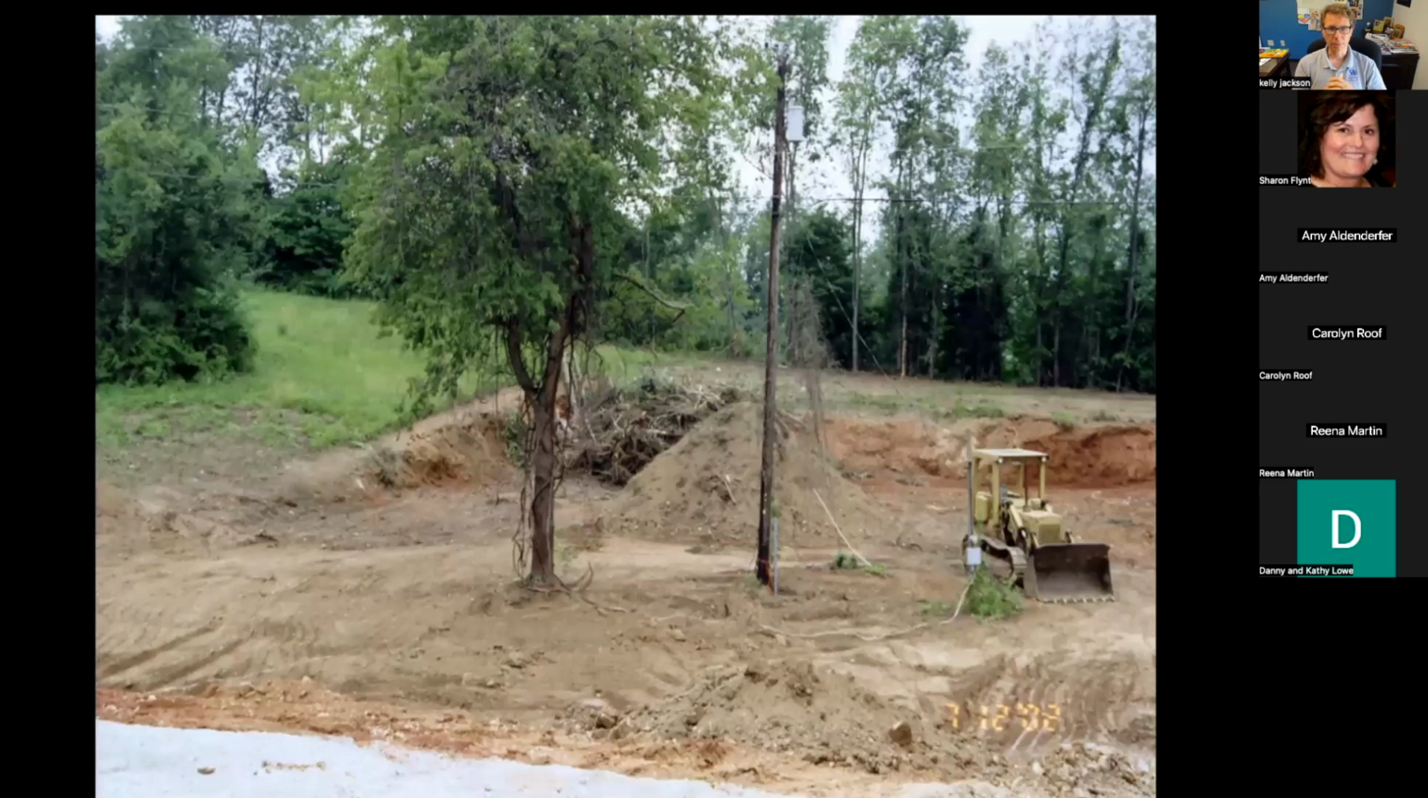Just an example of something. I mean, here's a tree. I guess they were trying to save this tree, but that tree does not have a chance really. There's too much topsoil that's been moved away from that tree. You can see the drop there at the base of the tree.